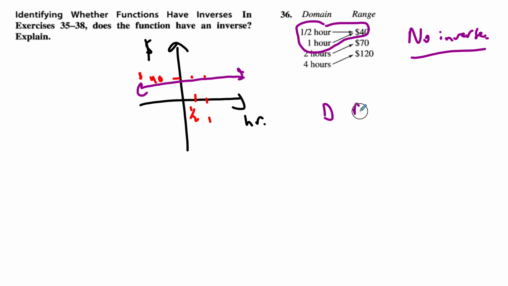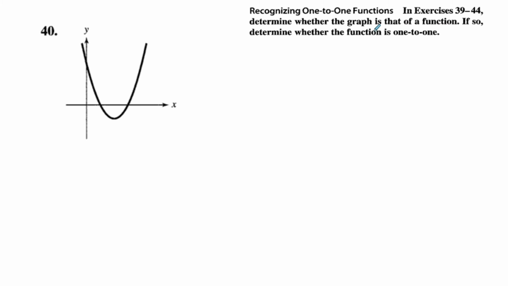Now if it were invertible, that would mean that each x would go to one and only one y, and vice versa, meaning you could have something that looked like this, and that would be, in general, what invertible would look like, just so you know. Okay, recognizing 1 to 1.